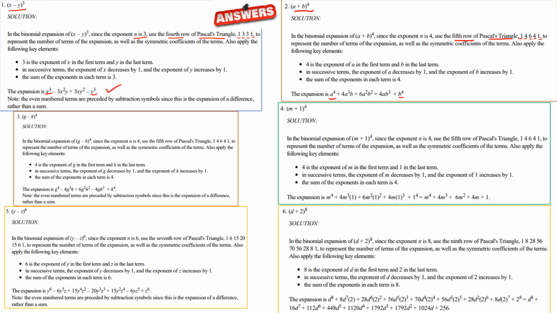Then in successive terms, the exponent of a decreases by 1. So 4a cube b plus 6a square b square plus 4a b cube. And the sum of the exponents in each term has to be 4 because the power is 4. That's how you do it. Similarly, you may solve the remaining questions.